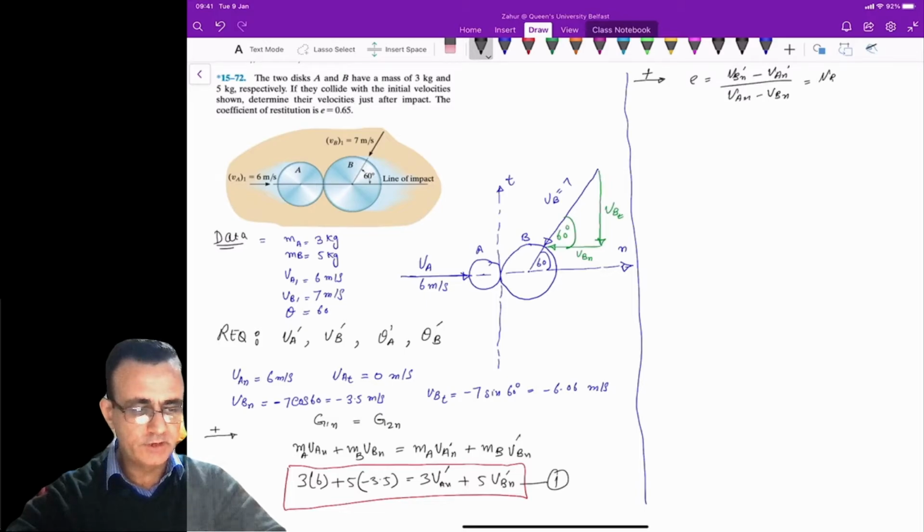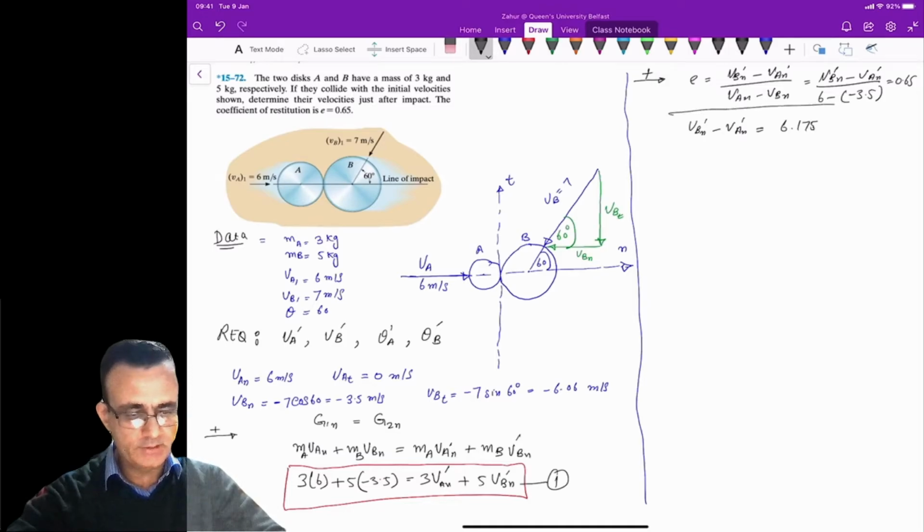So it will be VBn' minus VAn' divided by 6 minus (minus 3.5), and e is, we know, 0.65, which is given. So from here we can calculate VBn' minus VAn', which will be 6.175. So this is our equation 2.